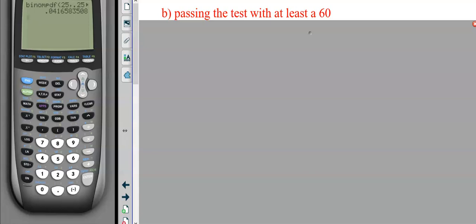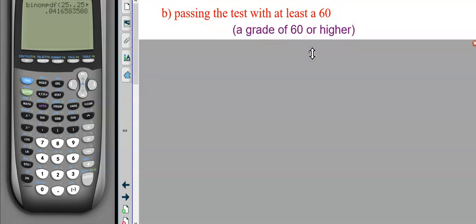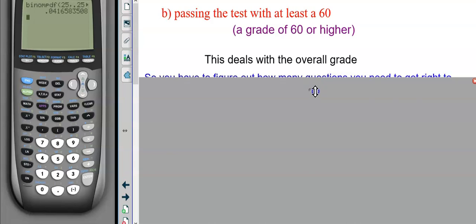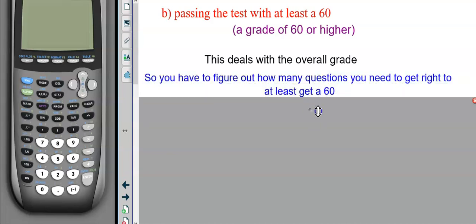All right, so this time we're looking at passing the test with at least 60. At least a 60, so it could be a grade of 60 or higher. But this problem does something different. This one is not just asking for a number of questions. It's asking for an actual overall grade, right? This is a little bit different. It deals with the overall grade this time, not just the numbers. So you have to figure out how many questions you need to get right to at least get a 60.